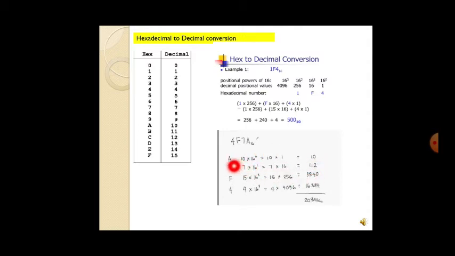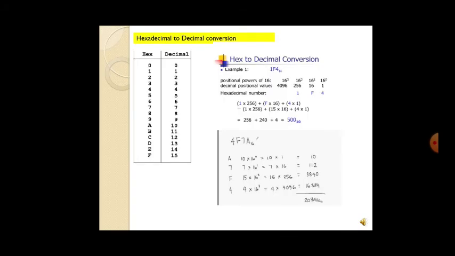You can just see here A is written as 10. 10 into 16 to the power of 0, 10 into 1 is equal to 10. 7 into 16 to the power of 1. Then F is 15 into 16 to the power of 2. 4 is 4 into 16 to the power of 3. So we have completed this chapter. So let us go to the exercises.